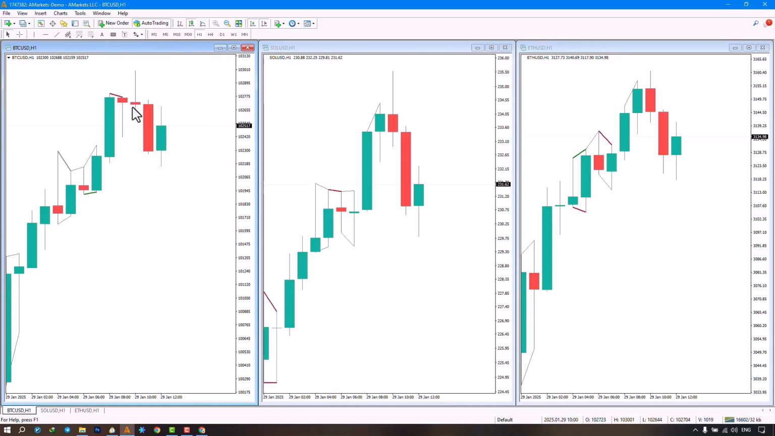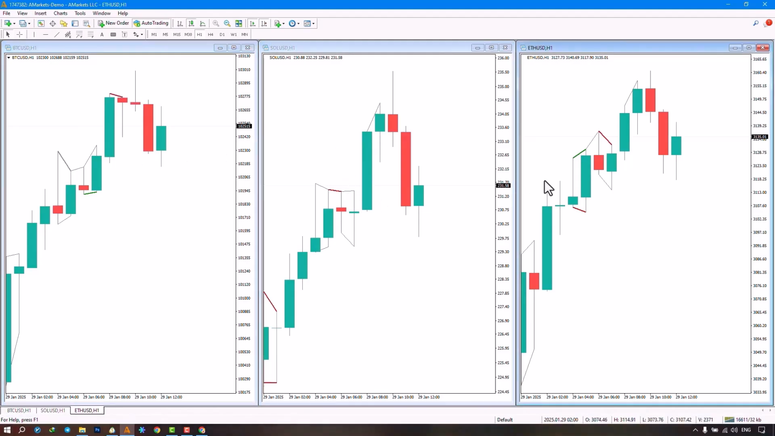In the first symbol, you can see the divergence. The divergence is a two-candle pattern that is similar to the first type of divergence, but with the difference that it examines two candles together. In our first symbol, BTC, the second candle has made a lower low compared to the first candle.